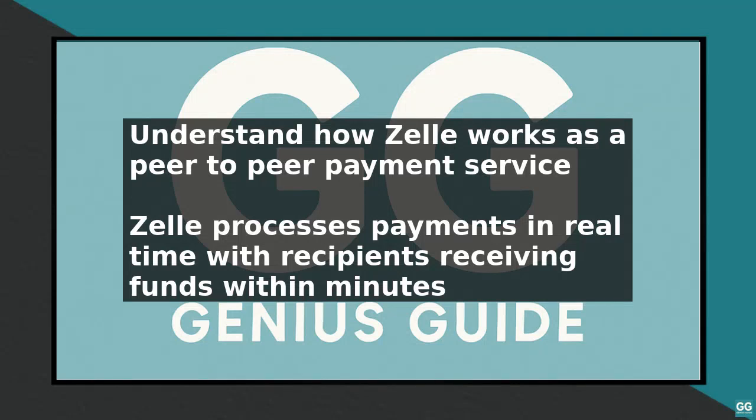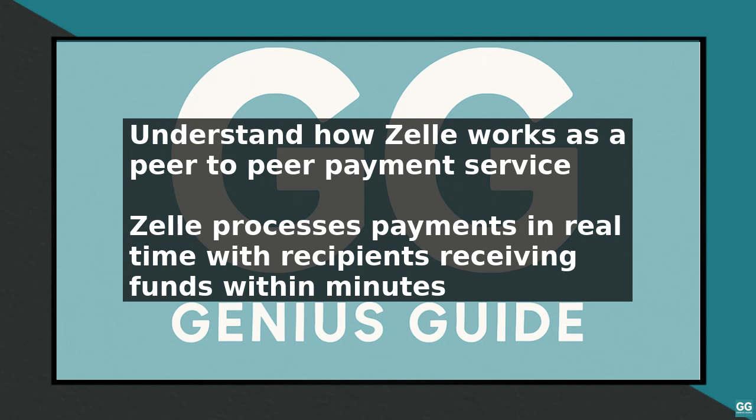To troubleshoot Zelle payment status, start by understanding how Zelle works. Zelle is a peer-to-peer payment service that allows users to send and receive money directly from their bank accounts. When you send a payment through Zelle, it is processed in real time, and the recipient typically receives the funds within minutes. However, sometimes payments may be delayed or fail, and that is where troubleshooting comes in.